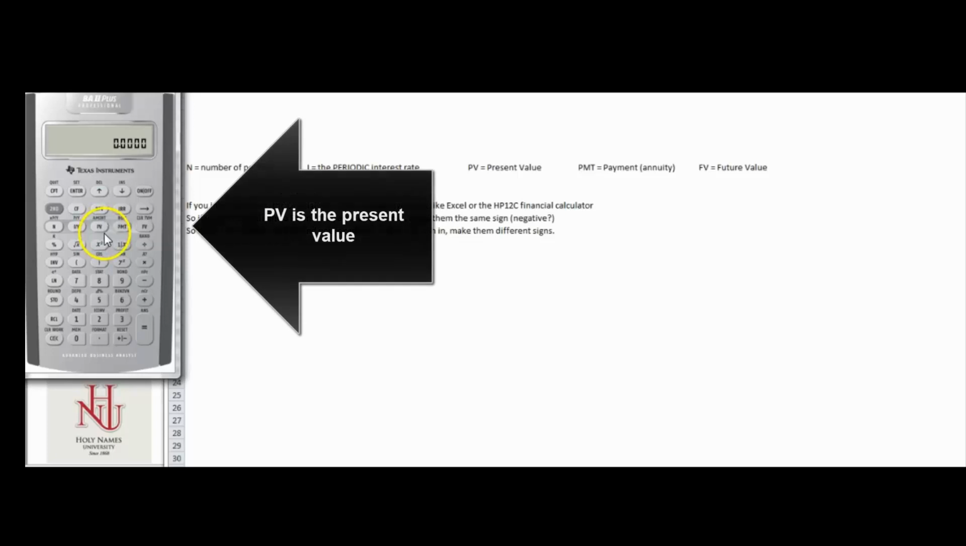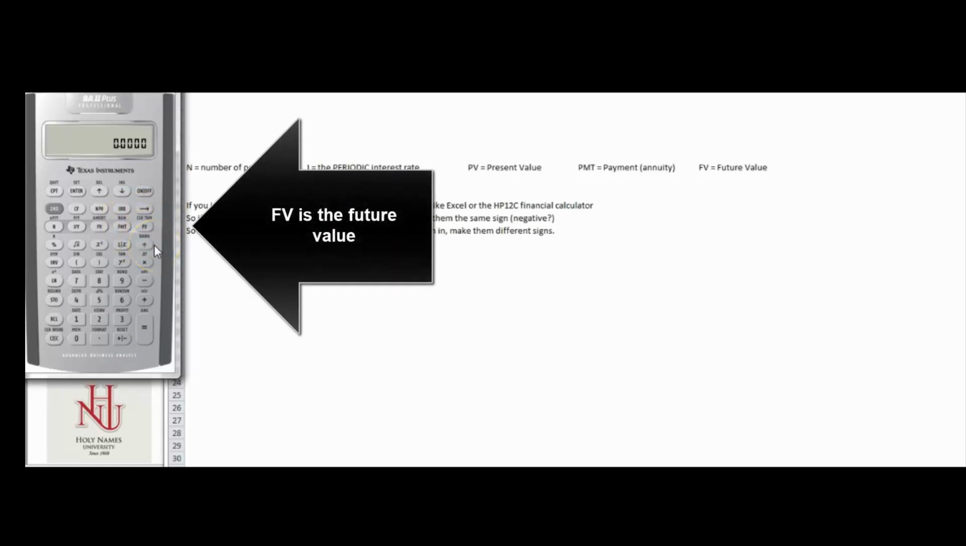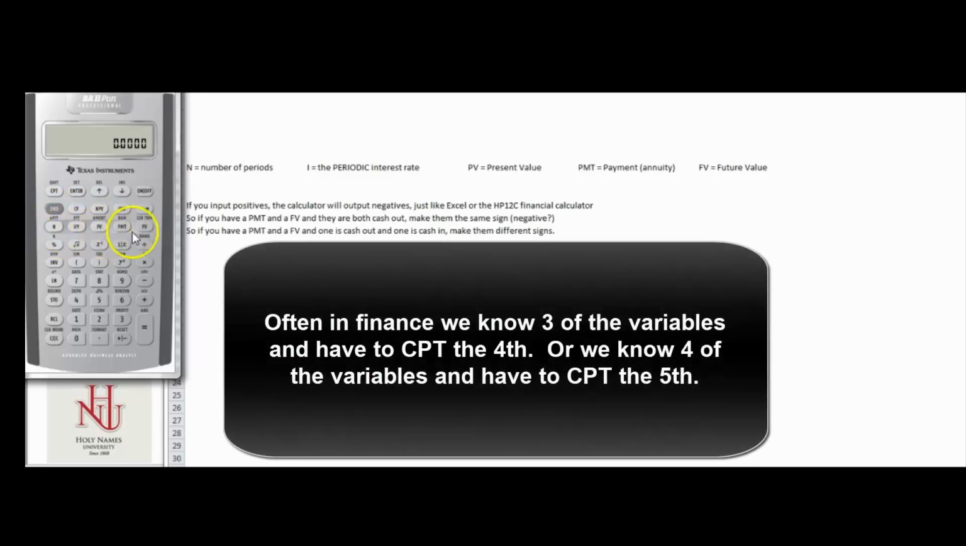PV stands for present value. PMT stands for payment. In other words, the annuity that we're going to get every month or every 6 months or every year. And FV stands for future value, a lump sum that we're going to receive sometime in the future. When we're solving these problems, they'll give us 3 of these variables and we'll have to find the 4th, or they'll give us 4 of the variables, we'll have to find the 5th.